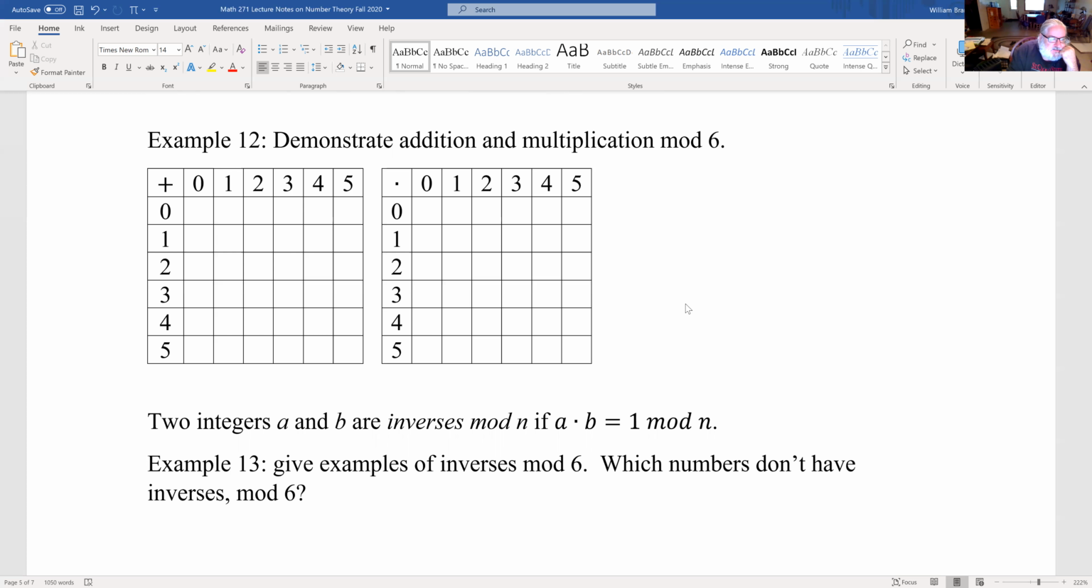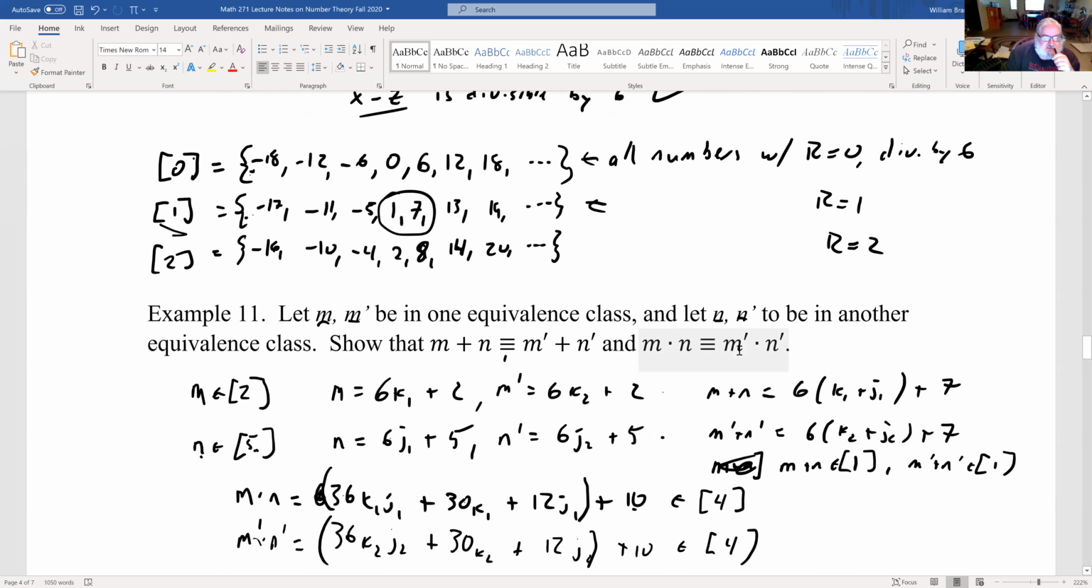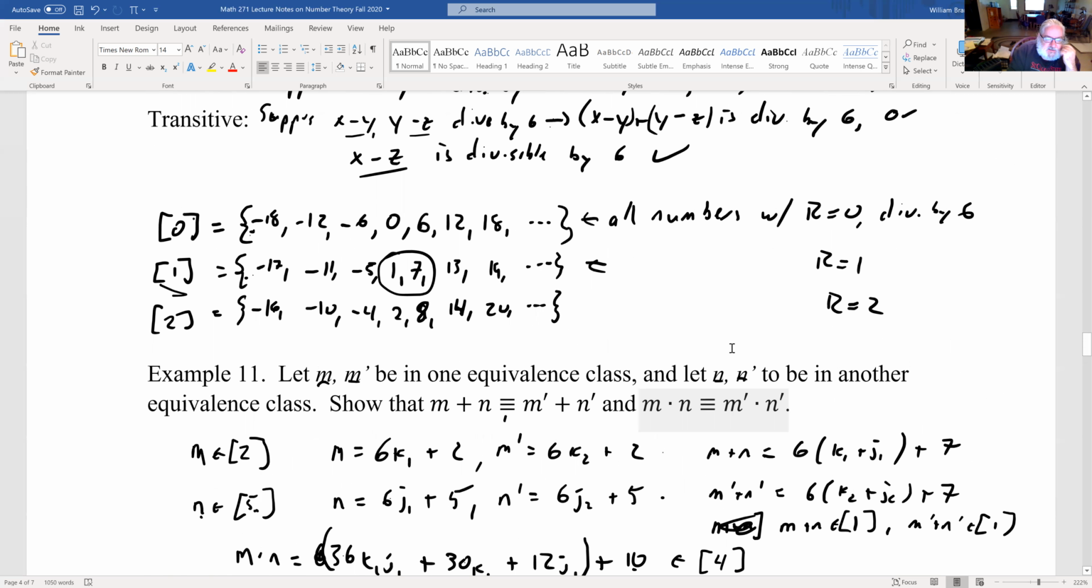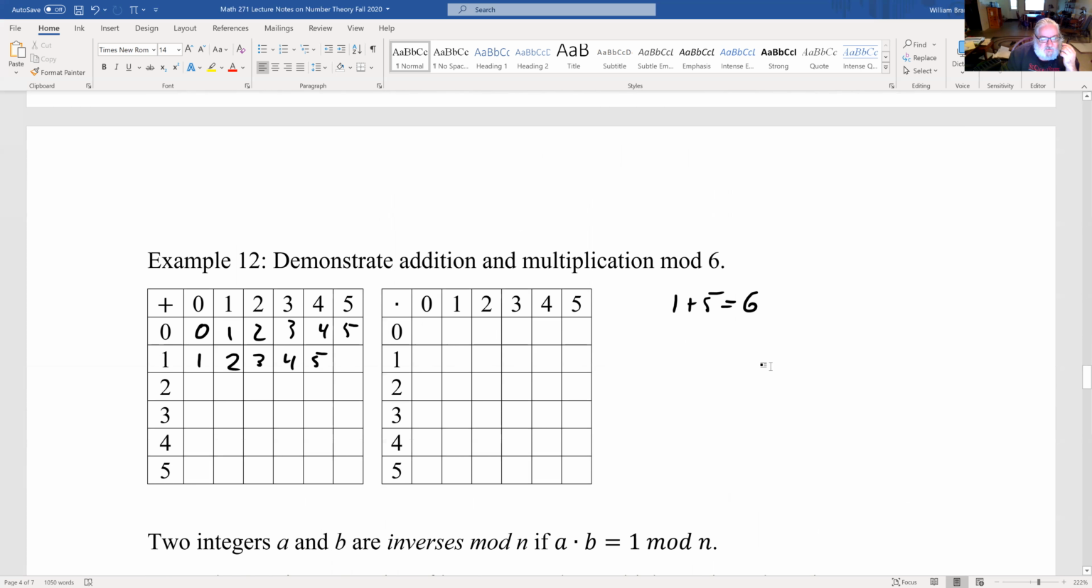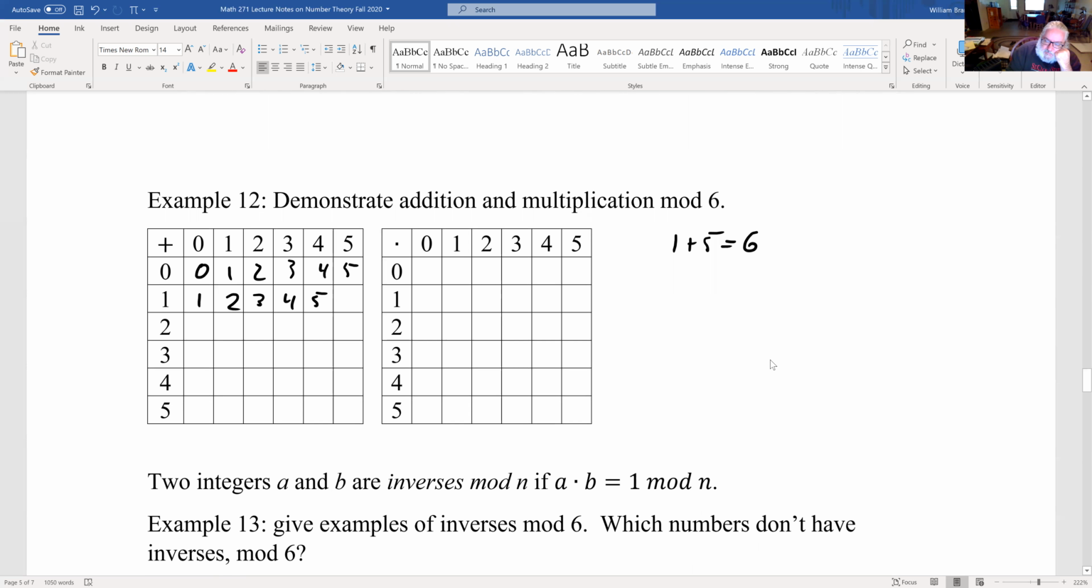What's 0 plus any of these numbers? That's 0, 1, 2, 3, 4, 5. 1 plus 1 is 2, 3, 4, 5. Now we have to be a little bit careful. 1 plus 5 equals 6. But what's the equivalence class that 6 is in? The equivalence class of 6 is the same equivalence class as 0. And so when we're doing addition with remainders, we want to only use the numbers between 0 and 5. So 1 plus 5 equals 6, but that's equivalent to 0.